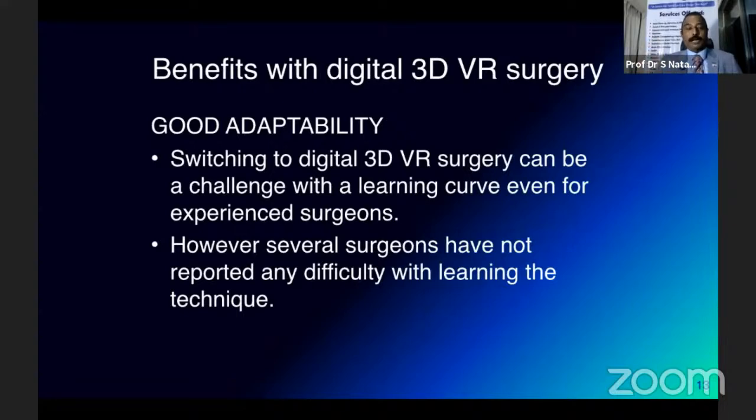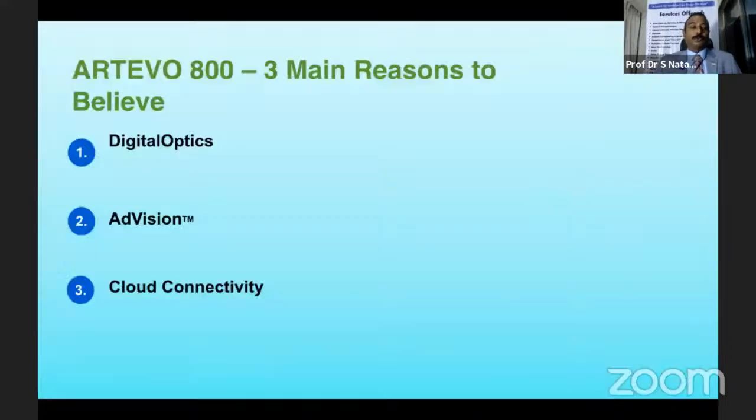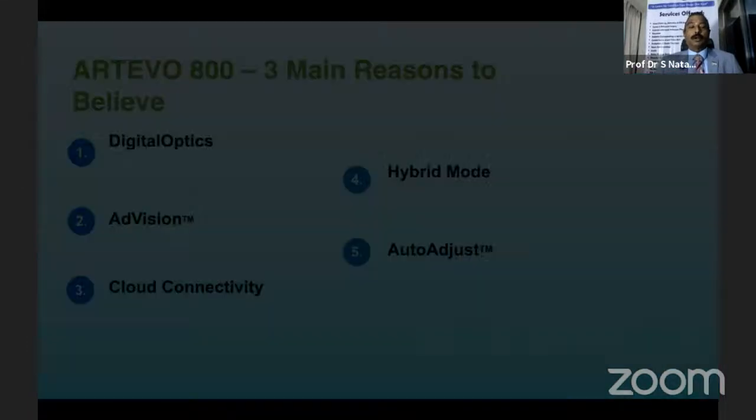Same thing I applied. And there is a thing called mirror neurons. That's where the skill transfer happens, and we have the difficulty of an experienced surgeon giving it to the younger surgeon. So I think you have to have a mental movie. And that's how the learning curve can be made almost zero. And then RTO has the digital optics, the AdVision, the cloud connectivity, the hybrid mode, auto adjust.